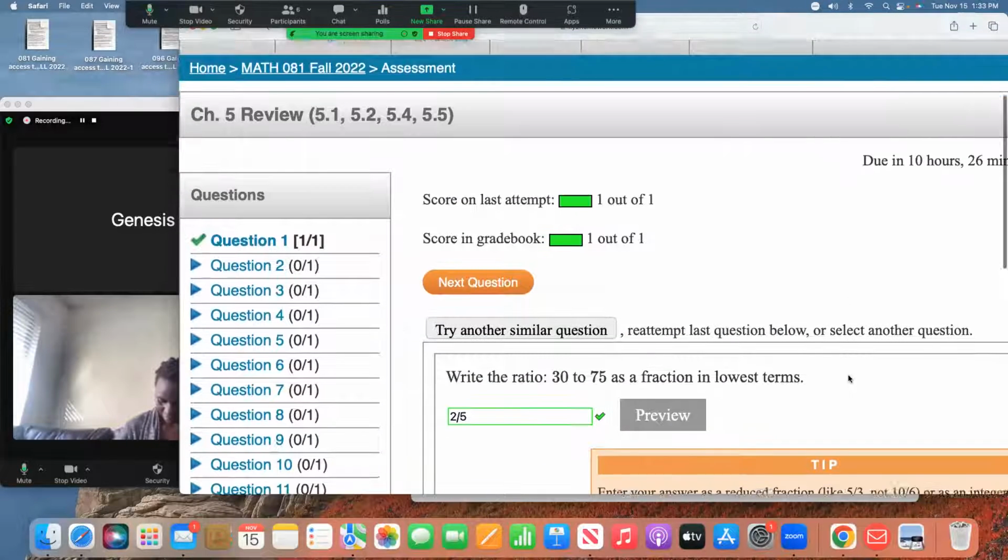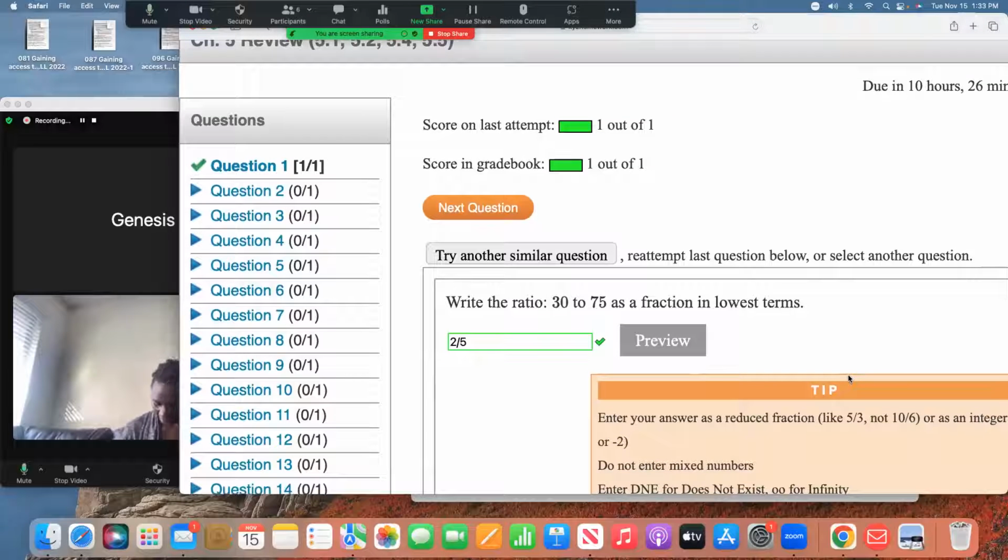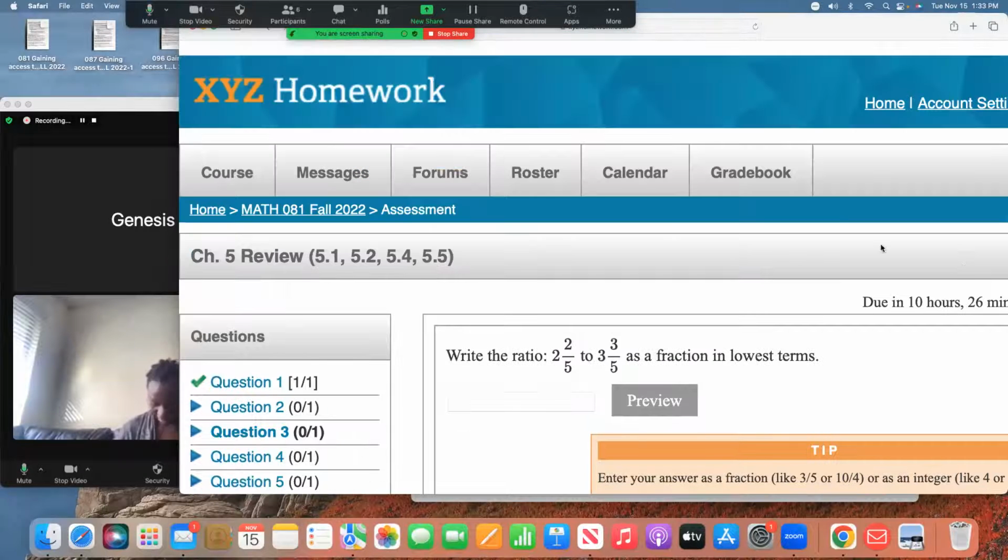So I did it intentionally halfway, but then you get to fix it, because they told you what wasn't quite right. This one here, maybe I'll do on paper, 2 2/5, the ratio, and 3 3/5.